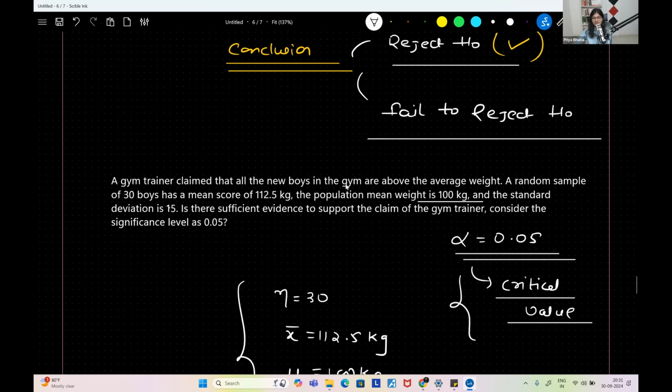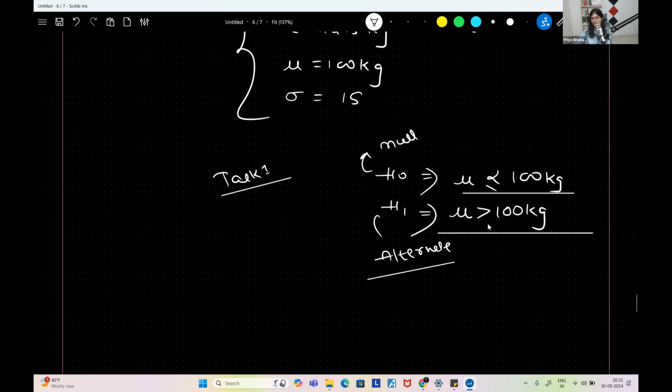The gym trainer says the new boys in the gym are above the average weight. The average weight is 100, so it means mu is more than 100 kg. This is what the gym trainer says. The null hypothesis will obviously be that the weight is less than or equal to 100 kg. Now we need to provide some evidence, some proof, to either reject this null hypothesis or fail to reject it. Will that be fine?